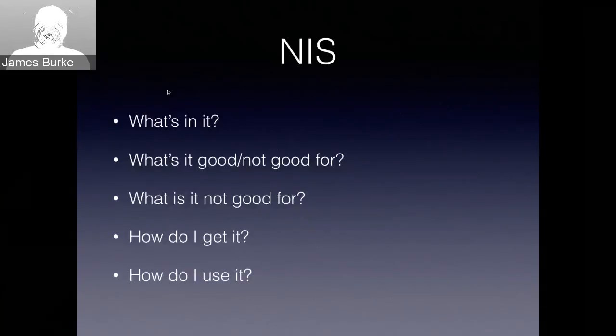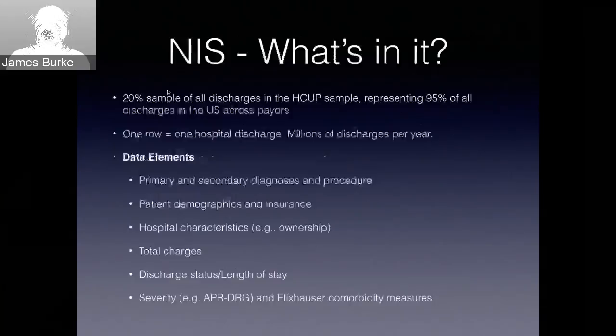All right, so quickly I'm going to talk a little bit more about NIS: what's in it, what it's good or not good for, and then how do I get it and use it? I've said this first thing about 10 times already. The data set is broken up into a couple of different files, but conceptually a row is a discharge, right? A row is not a patient. This is not a sample of patients. You could have one person who's admitted 100 times who ends up in this data set 5 times, and you're not going to know who that person is. You're just going to know that it's a data set of hospitalizations.